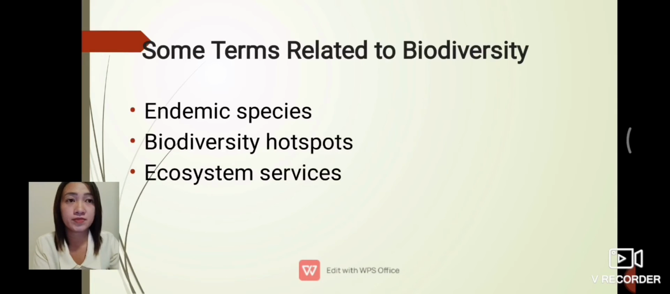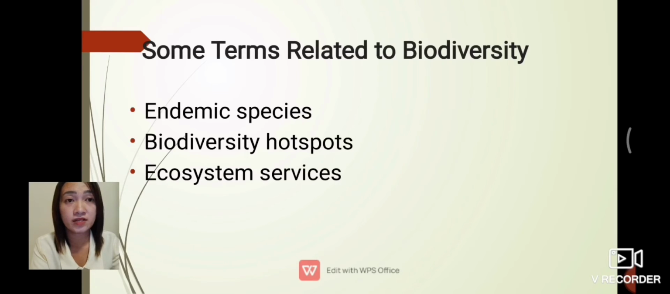Let's go now to some terms related to biodiversity. The first one is the endemic species. Endemic species exist solely in a particular area. Some endemic species can only be found in a particular country, region, or continent. The Philippines is known to be one of the world's hotspots for endemic species. Some endemic species in our country include tamaraw, tarsier, and the Luzon hornbill.